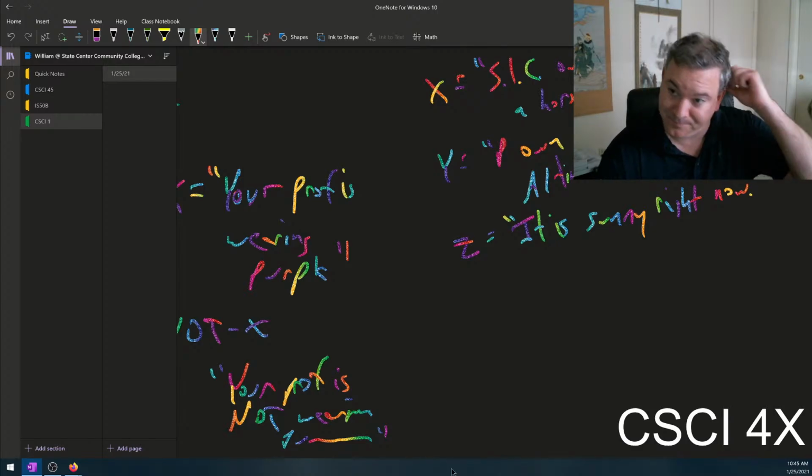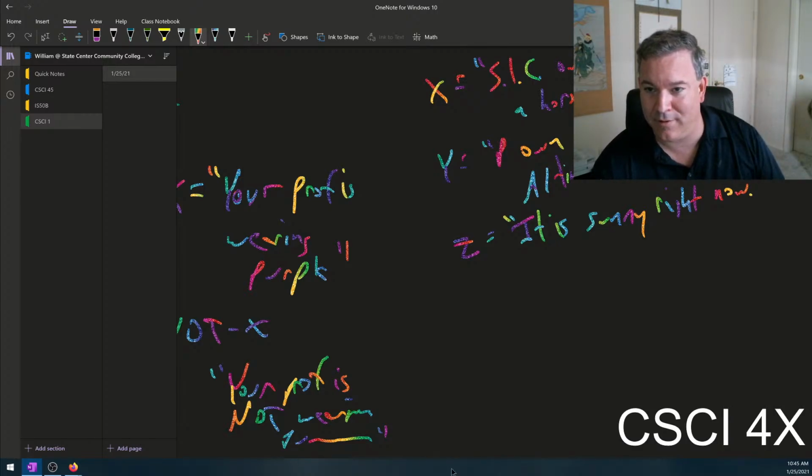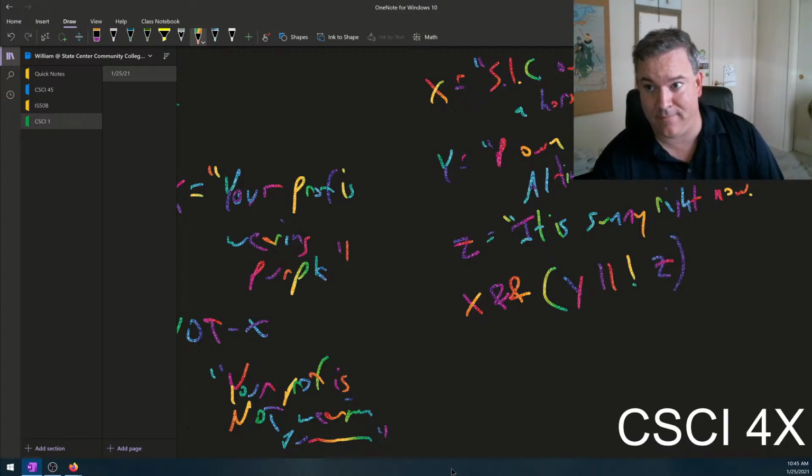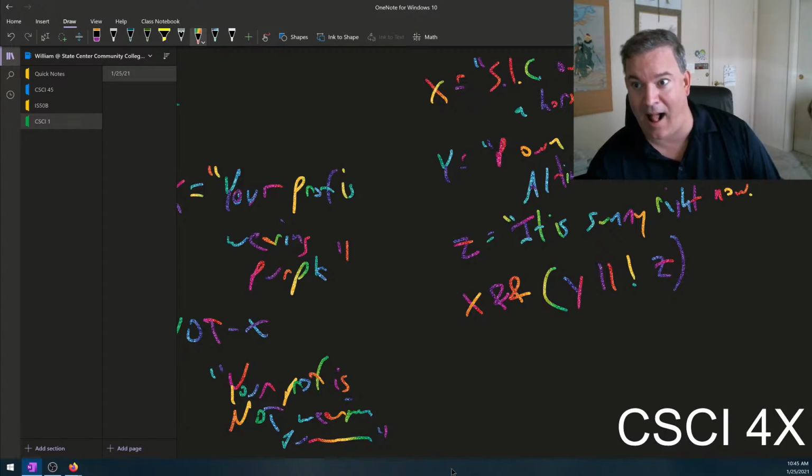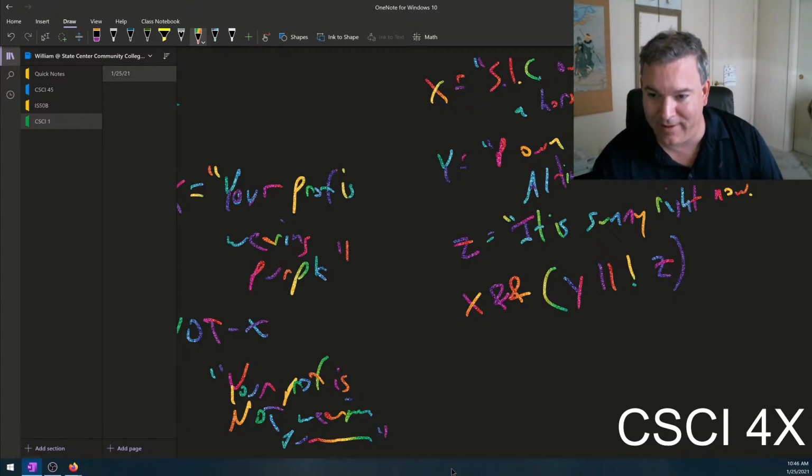Okay, so let's make a truth table for X ANDed with Y ORed with not Z. So in English, this sentence would be: it is true that a student in this class owns a horse, and either I own an Altima, or it is not sunny right now. That's English.